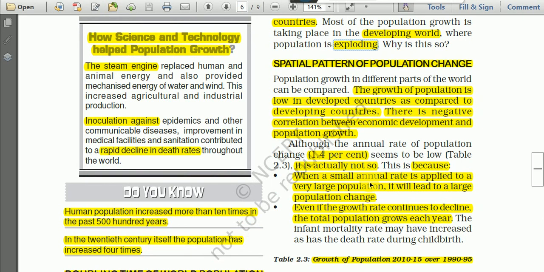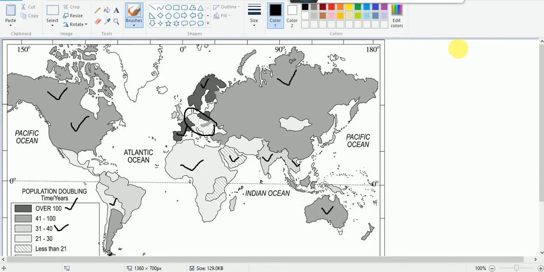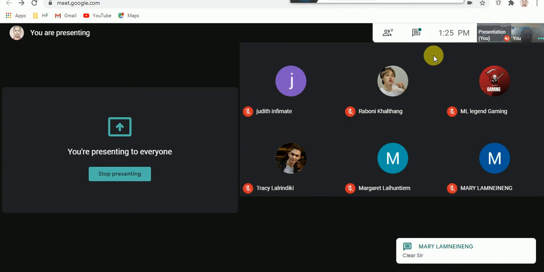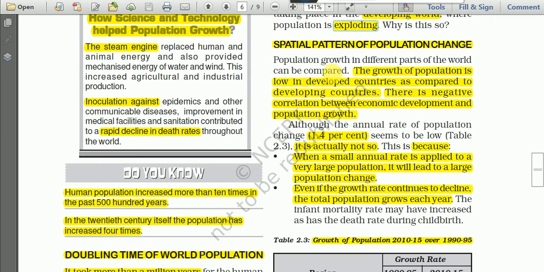Are you clear? Any question about population doubling time? Remember, population doubling time is the time taken for the population of a country to become double. Okay, then let us proceed.